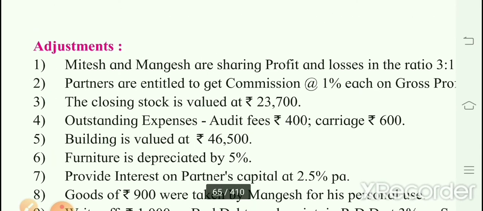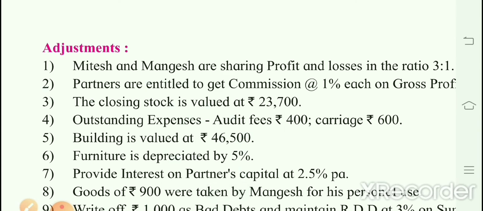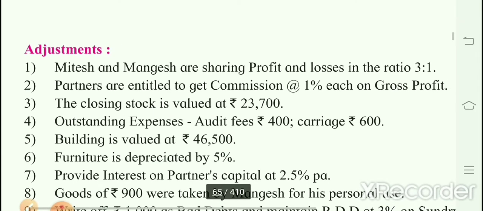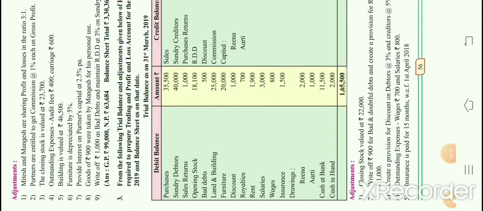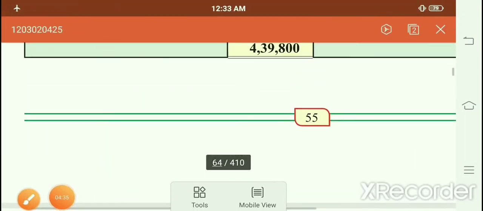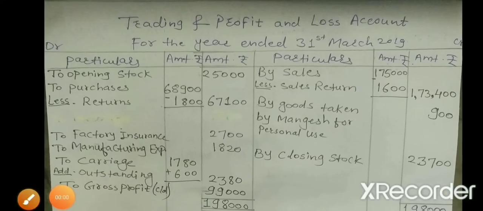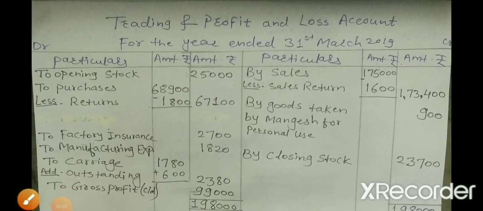Now one adjustment is remaining, that is our second adjustment. We can do the calculation of this adjustment only after finding the gross profit. So firstly, let us see our solution. See, this is our trading account.